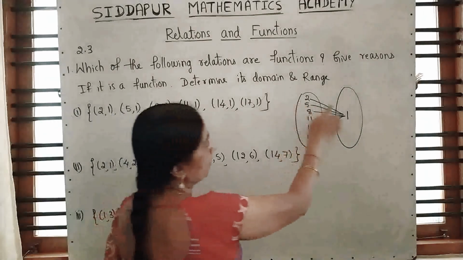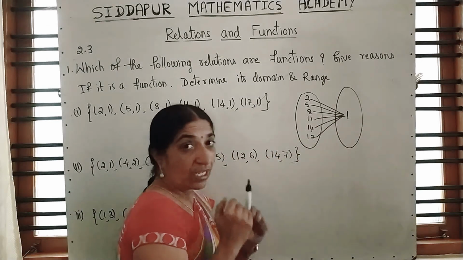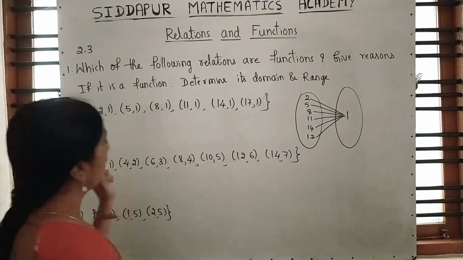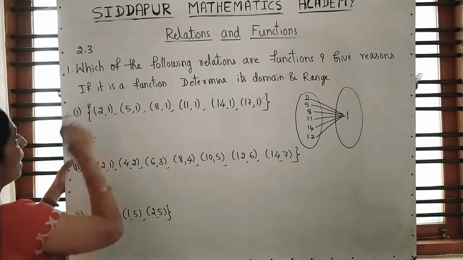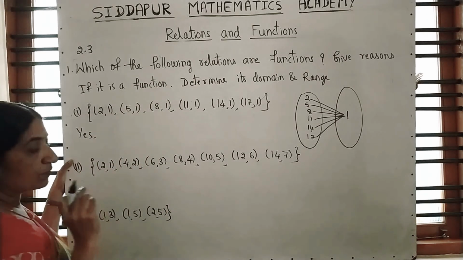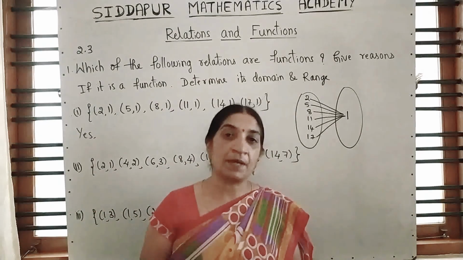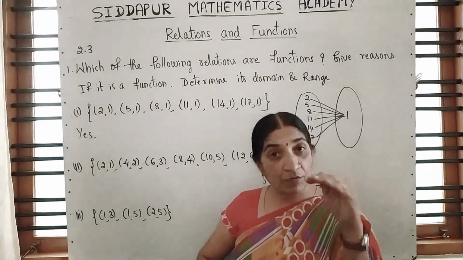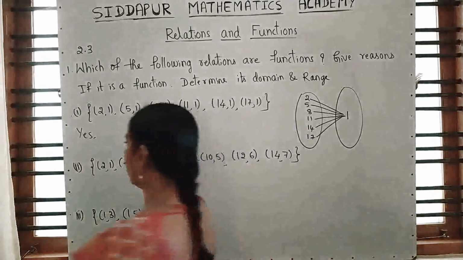2 has one image, 5, 1, 8, 1. They don't have more than one image. They are connected with only one element. So is it a function? Yes. I gave, give reason if it is. Yes, it is a function because every element from the first set is connected with one and only one element. That means every element has only one image.